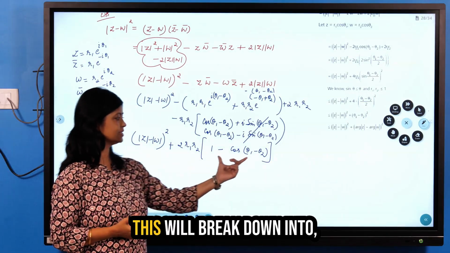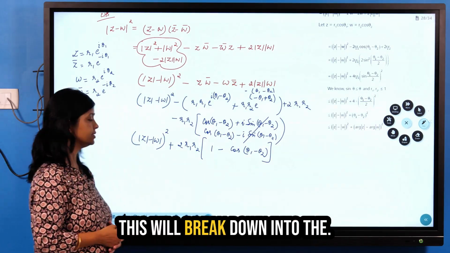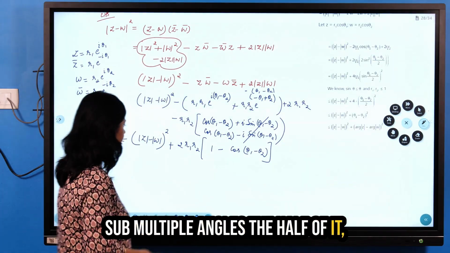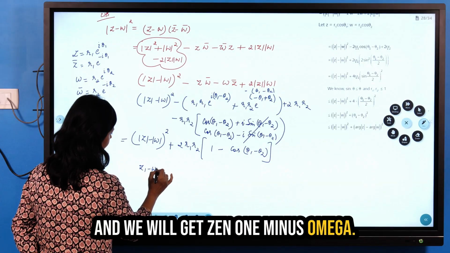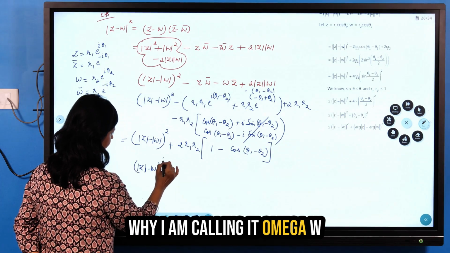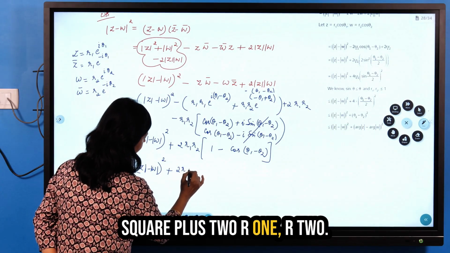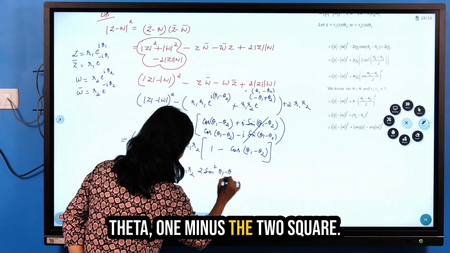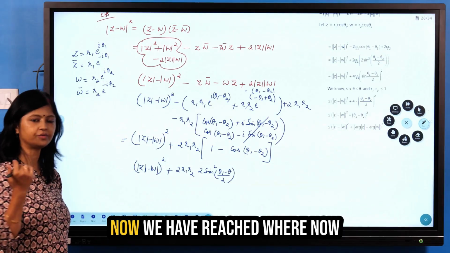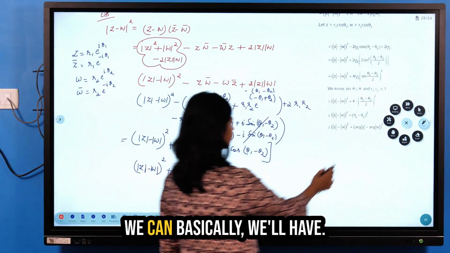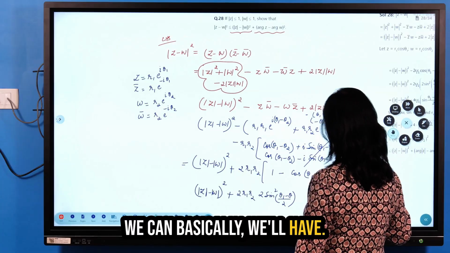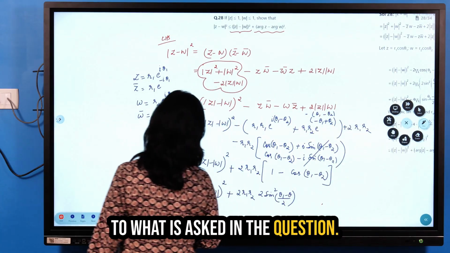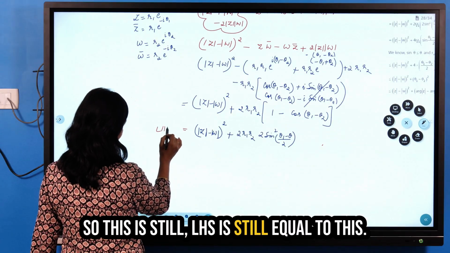Think trigonometry. This will break down into the submultiple angle, the half of it, and we will get mod z minus w squared, plus 2 r1 r2 times 2 sine square of theta 1 minus theta 2 by 2. Now we have reached a position where we have to go back to what is asked in the question. So LHS is still equal to this.